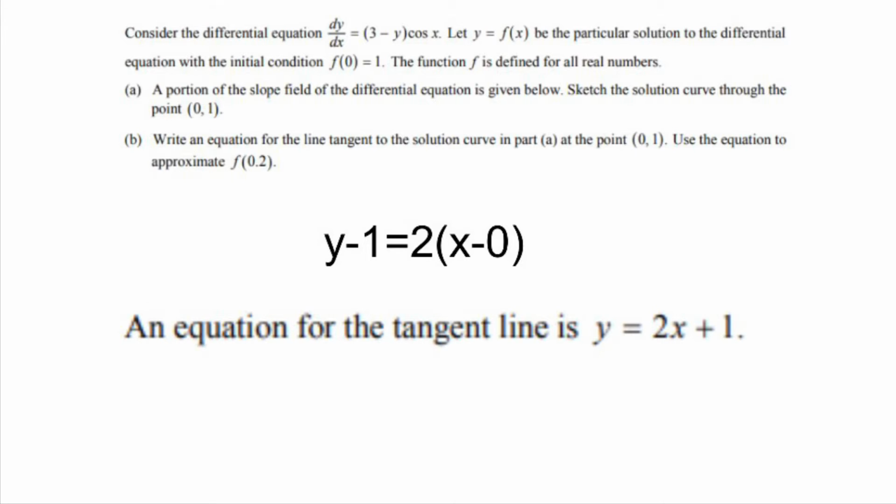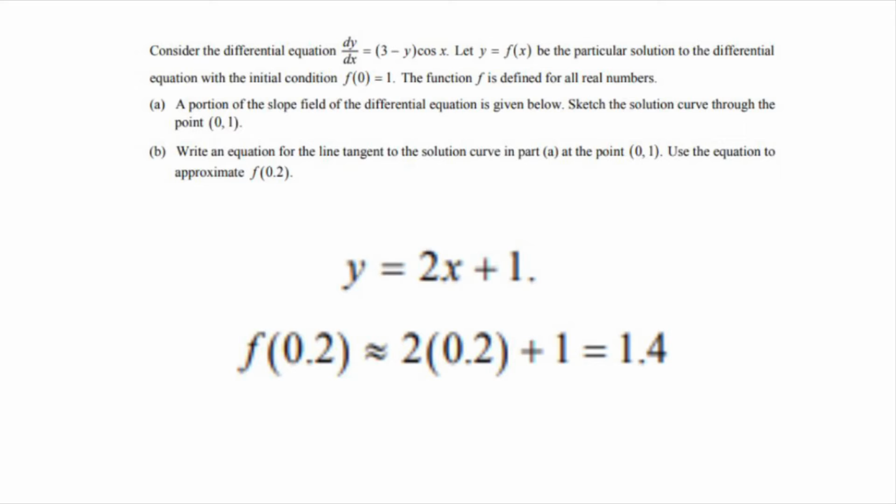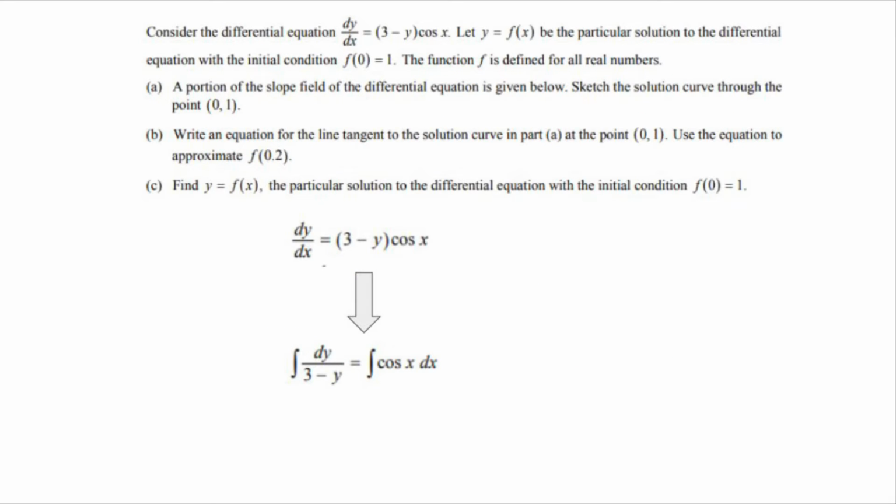Then on the next slide, we plug in 0.2 for x, and you get the approximation of f(0.2), and it comes out to 1.4. Now for part C. Part C asks us to find y equals f(x), which is the particular solution to the differential equation with the initial condition f(0) equals 1.